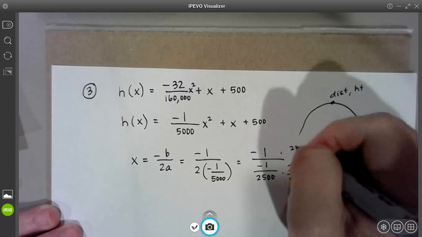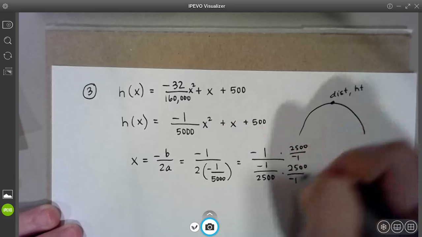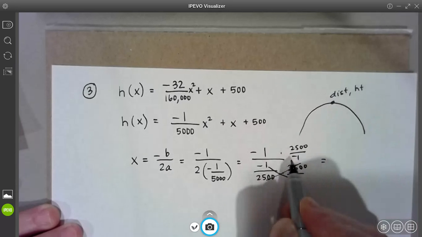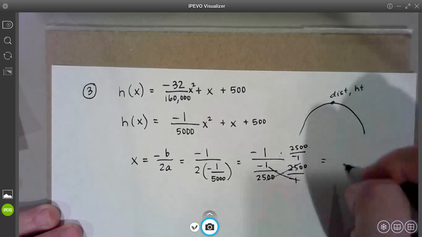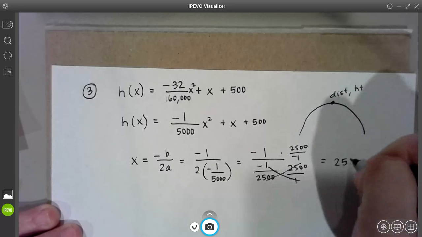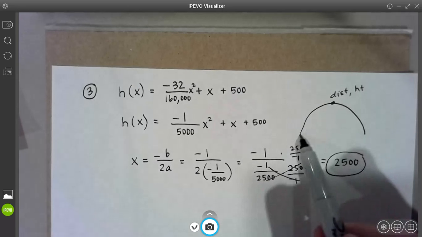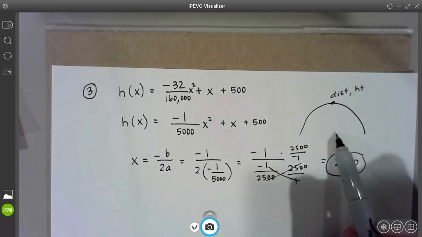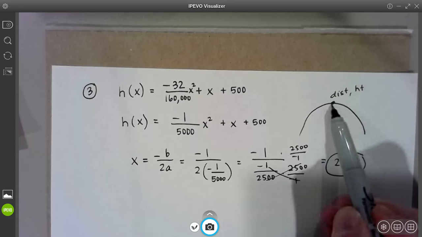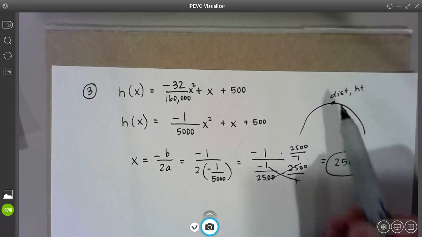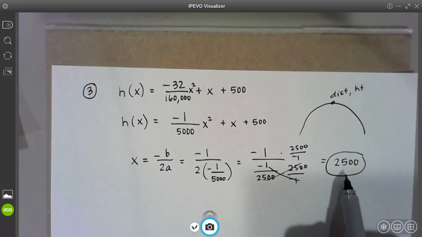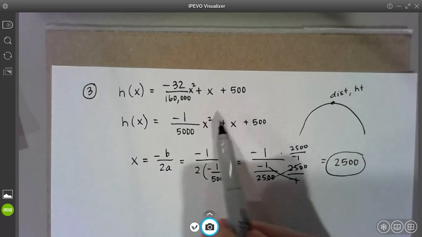And you find out that 2,500 feet from the base of the cliff is when it reaches its maximum height. So when x is 2,500 feet, when this projectile is 2,500 feet away from the base of the cliff, it'll be at its highest point. The problem is they want that height. So now you're going to have to plug 2,500 into this equation.